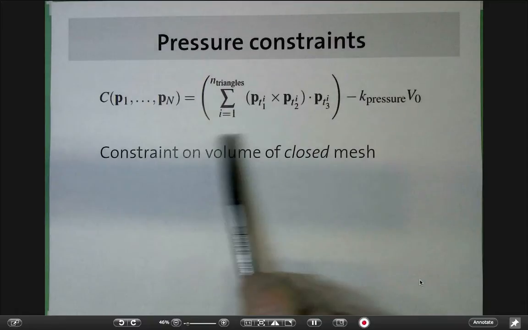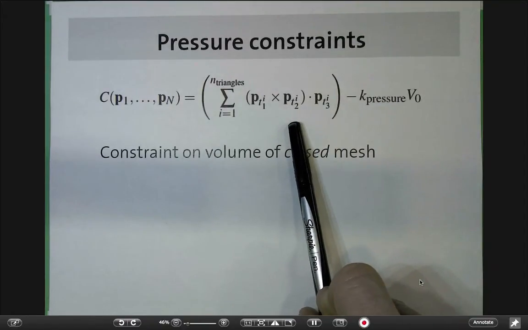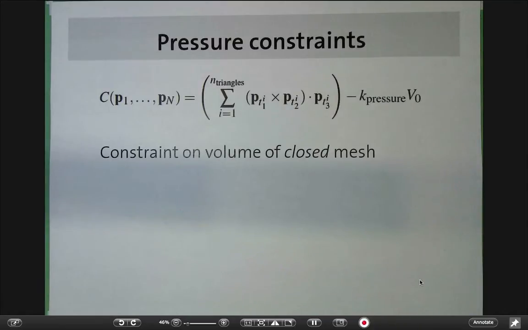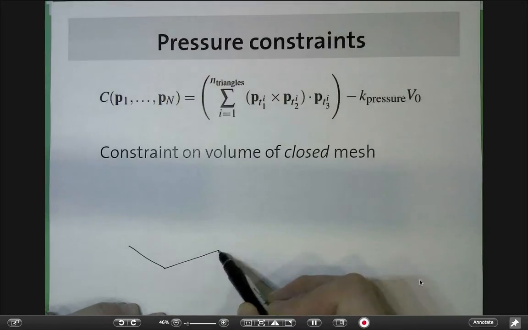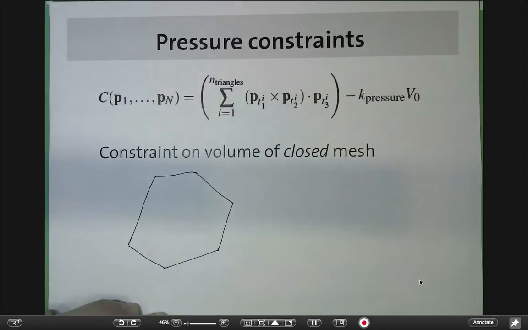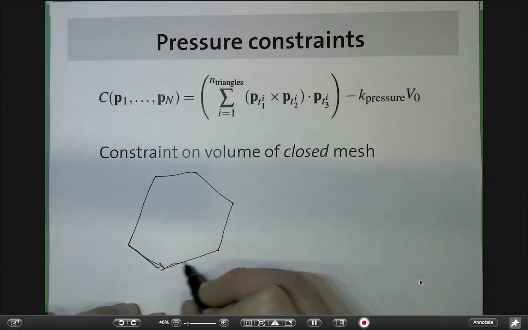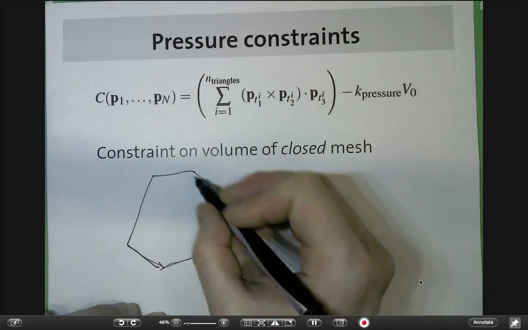Do you know this formula for computing the volume of a mesh? Do you know the 2D version of this? The easy case is a convex polygon. If I have some convex polygon and I have the orientation of the edges like this.